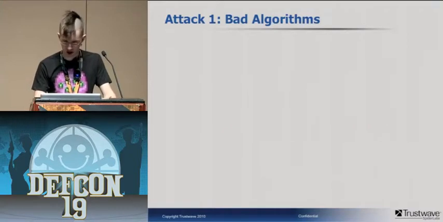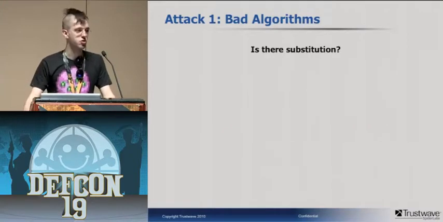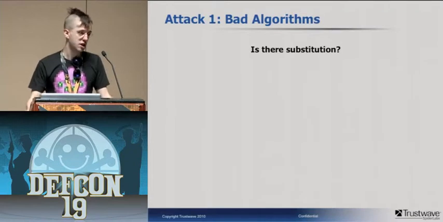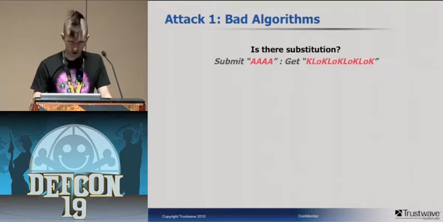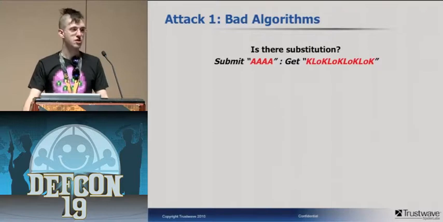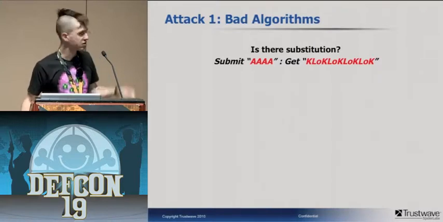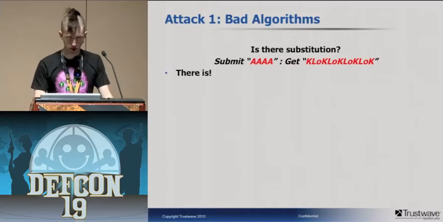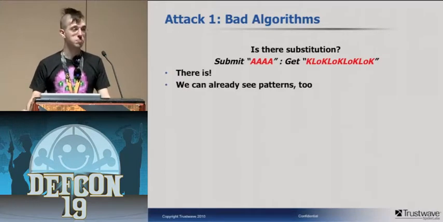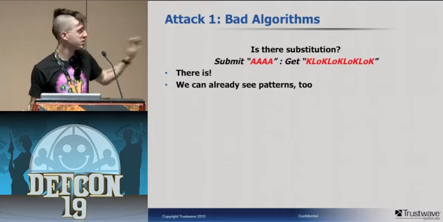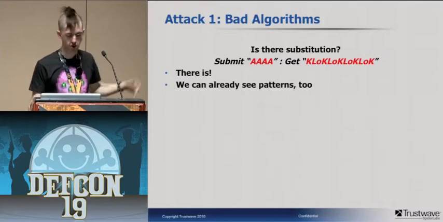The first thing, I want to know if there's substitution. Are we switching characters for others? That's definitely true, but if we put in 4 uppercase A's, we can see there are no uppercase A's in that. There is definitely substitution here. We can already start to see patterns in this as well. The plain text is repetitive, the ciphertext is repetitive as well.